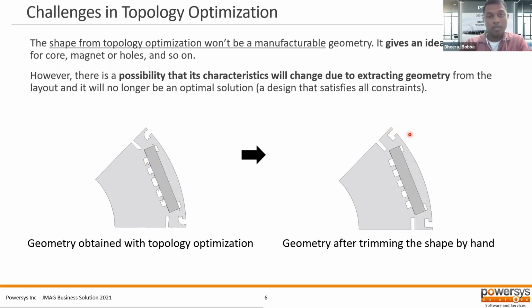And during the process, we also have to make sure that changing these shapes from this to this is not impacting the objectives of the optimization. For example, if you're reducing torque ripple and this is what the design shows up, by changing this, we have to check the sensitivity of that to make sure it's not increasing the torque ripple.